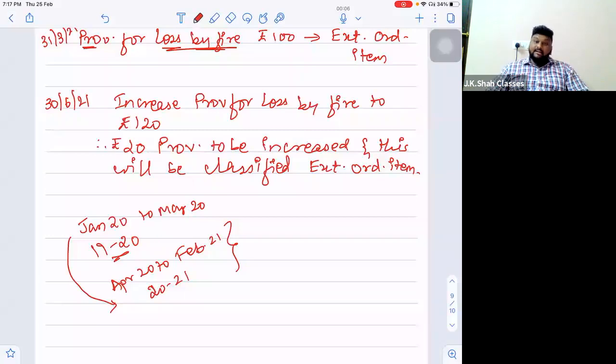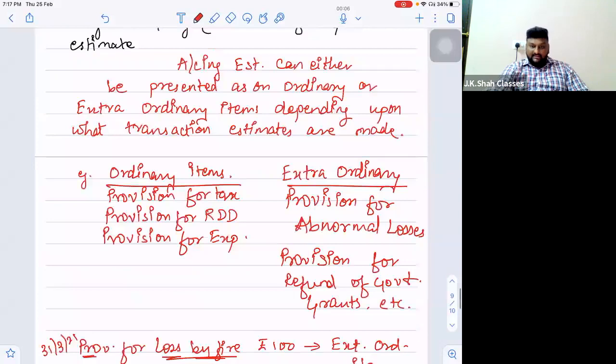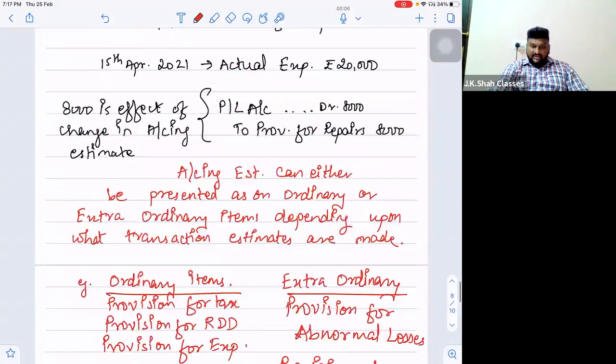Now I'll read the point with respect to this, sir. If the estimate is ordinary and the change in estimate amount is very high, then, sir, it will still be ordinary only. You can give a disclosure in the notes to accounts if the amount is material. But only because the amount is very high, that doesn't mean that it will become extraordinary.